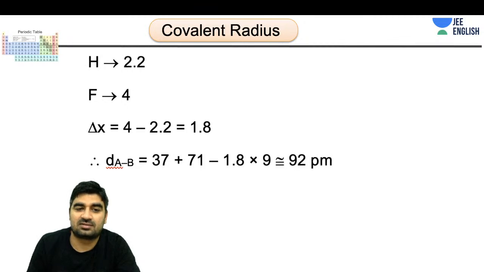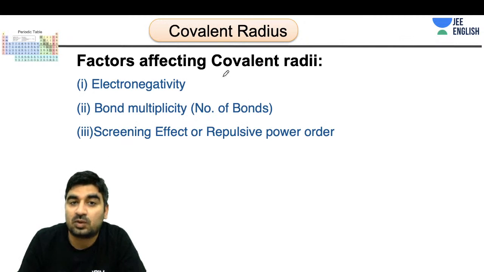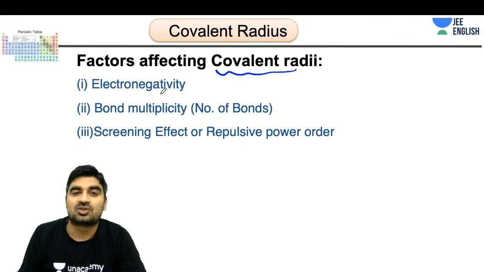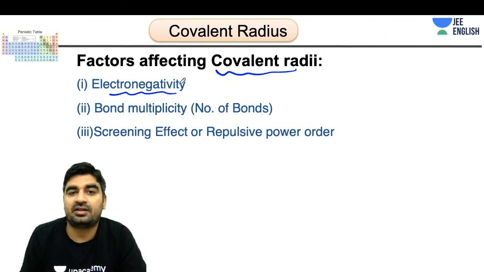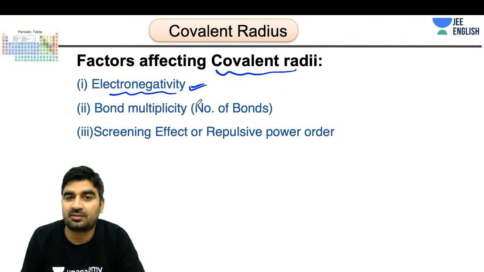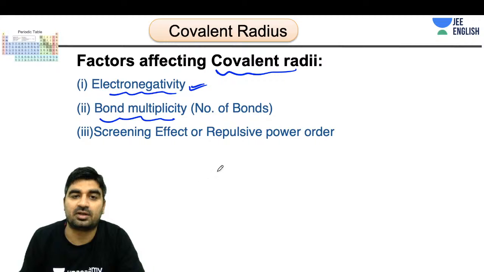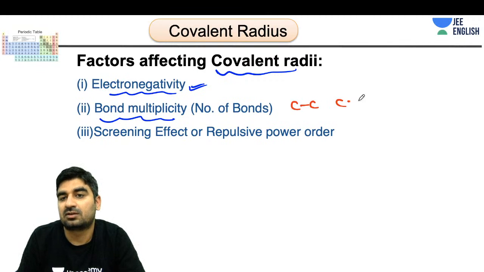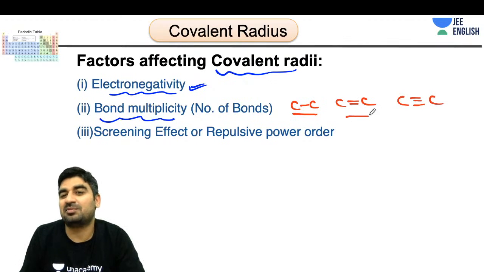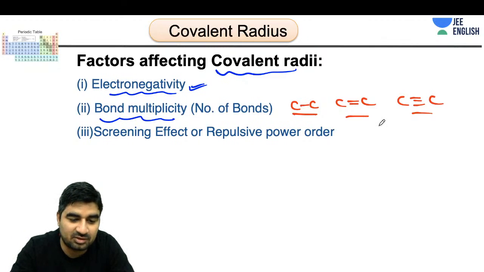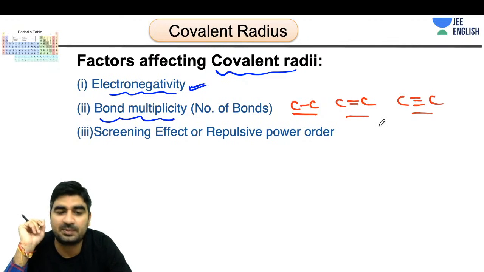So let's move, guys, now to the next: what are the factors that affect covalent radii? So now you know that one factor affecting the covalent radii is electronegativity. Yes, and the number of bond multiplicity. What do you mean by bond multiplicity? So let me talk about it. Suppose I am talking about C-C, C double bond C, C triple bond C. Can you tell me which bond will be the largest? Single bond, double bond, or triple bond? Write down in the chat box, guys.